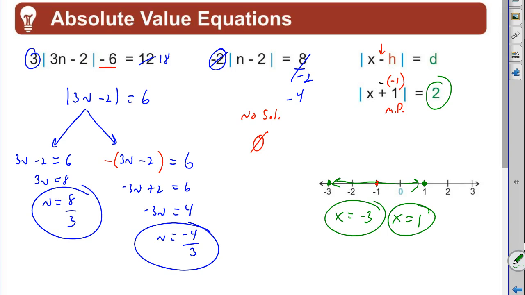And by the way, you can put them back in and check. Negative 3 plus 1 is a negative 2. Absolute value of negative 2 is 2. 2 equals 2. Perfect. 1 plus 1 is 2. Absolute value of 2 is 2. 2 equals 2. Perfect. All right, so using the pattern to determine the solution is kind of neat if you understand what's going on. You could also take the solution and graph it from it. All right, that's the concept. That's the idea.